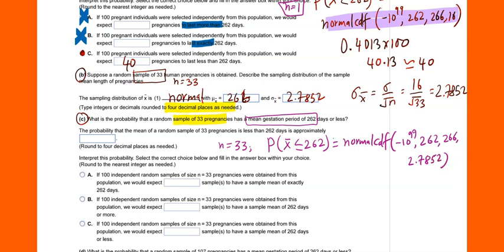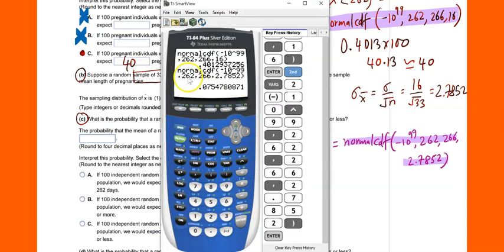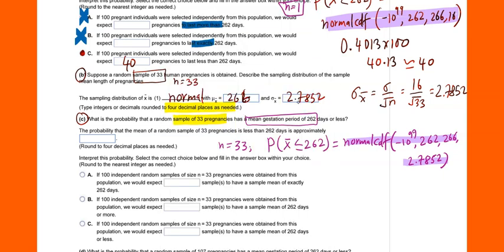Put everything in the calculator, and I did input in the calculator. You see here, normal CDF negative 10^99, comma 262, comma 266, comma 2.7852, and I get 0.0754. If you round it to 4 decimals, you get 0.0755. Therefore it's going to be 0.0755.